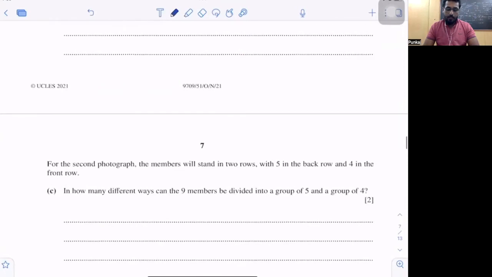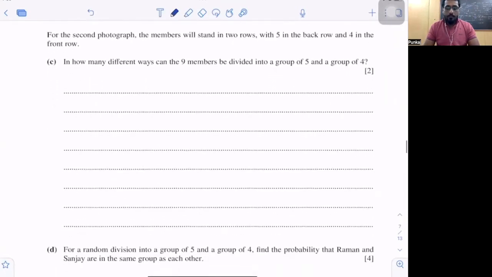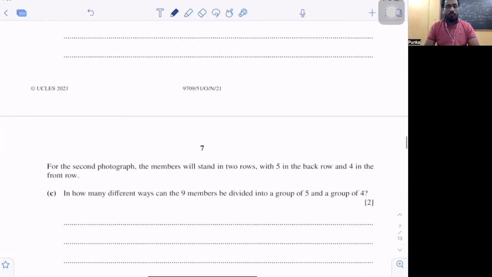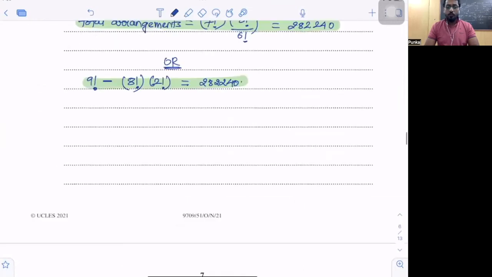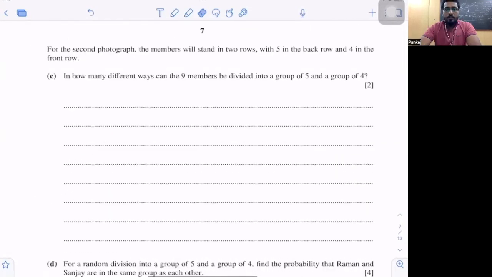Is there any other sub question? Yeah, there is another sub question also. There is part C and D now. Okay, the second part of the question, the second photograph needs to be taken. This was the first photograph, right? Now you want to take the second photograph. In the second part now, what is he asking? So for the second photograph, the members will stand in 2 rows with 5 in the back row and 4 in the front row. So I'll need to have 5 people in the back row. So that's 1, 2, 3, 4, and 5.